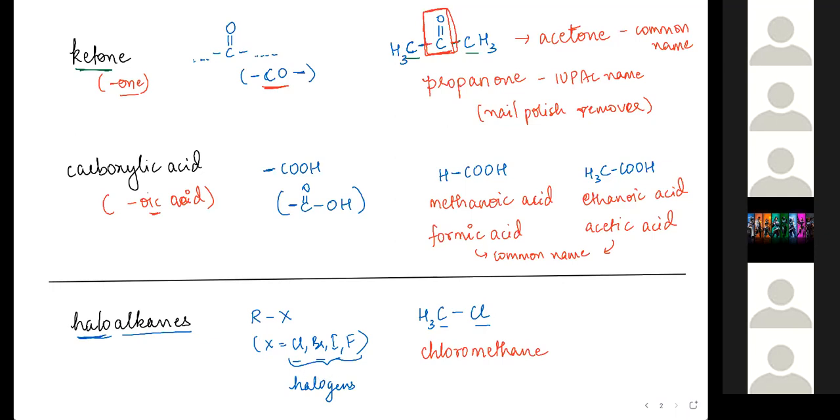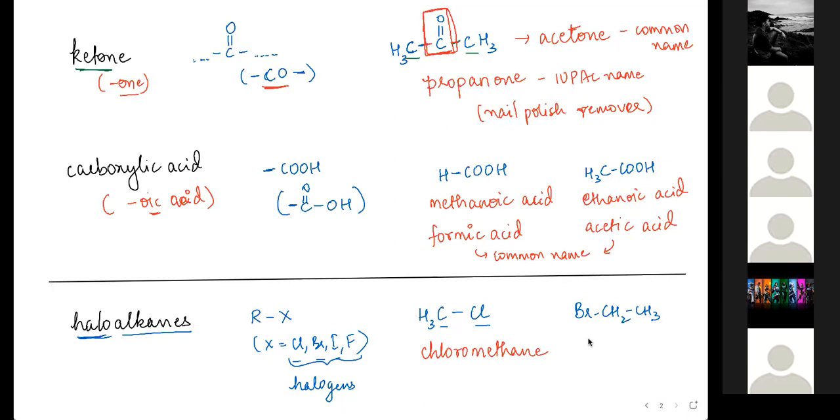Similarly, what will be the name of this compound? Who will answer? Jasmine? Puneet, see, you used the full chloro, I didn't stop at clo. But good try, you got the logic down.